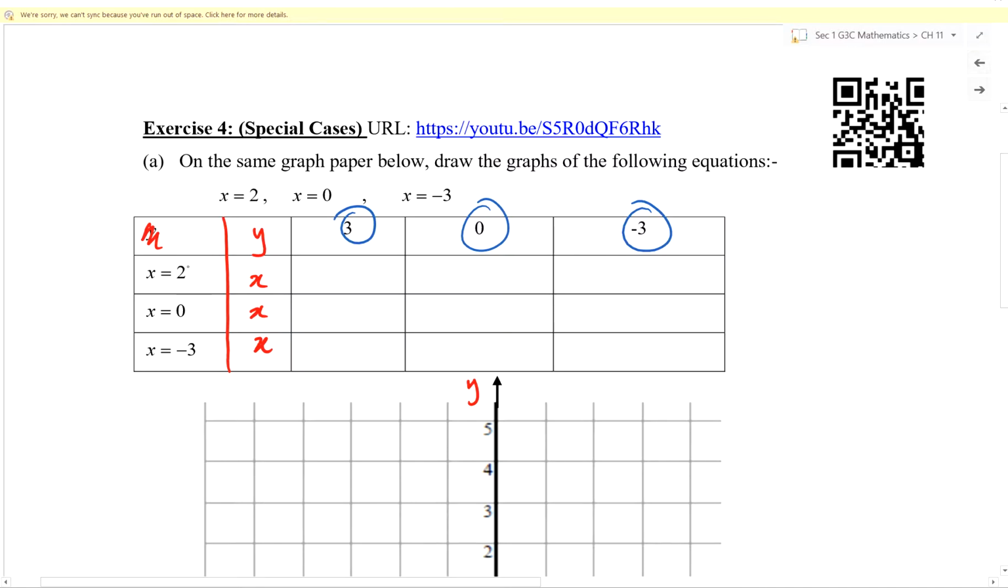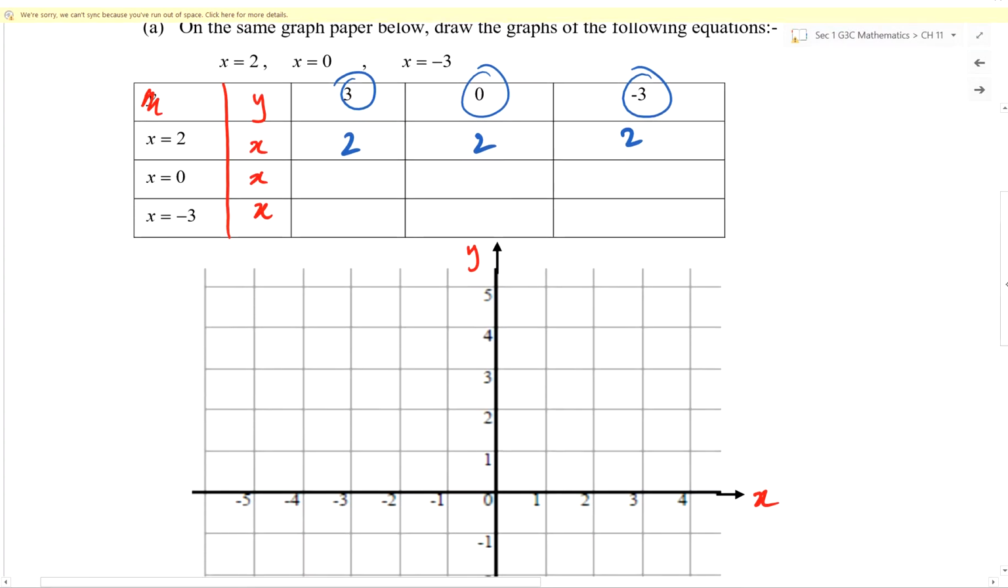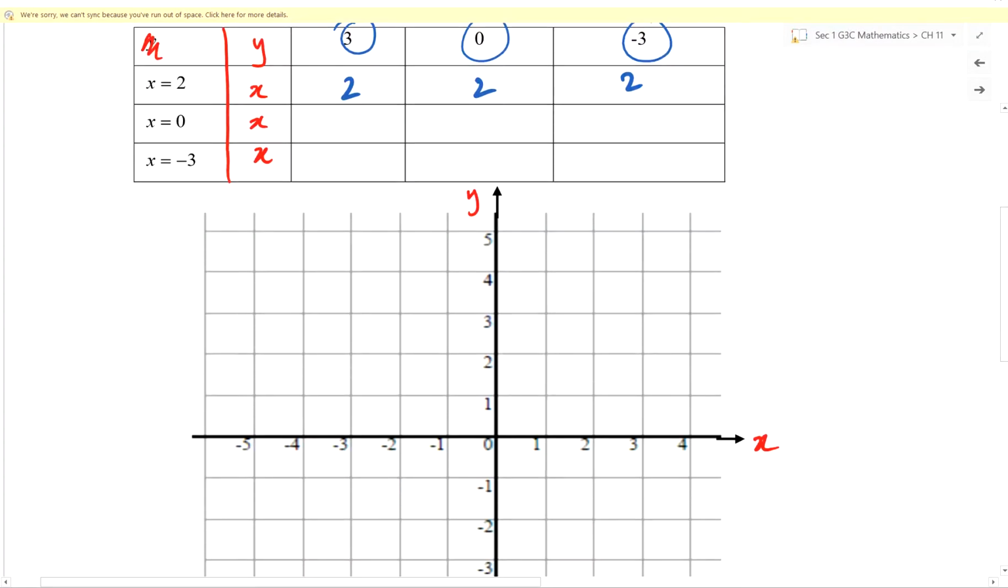There is no substitution to be made. Regardless of the value of y, we are going to end up with x equals to 2 for the first row. This equation is x equals to 2. So all the x values are 2. Okay, so we got x equals to 2. This is the line, x equals to 2.